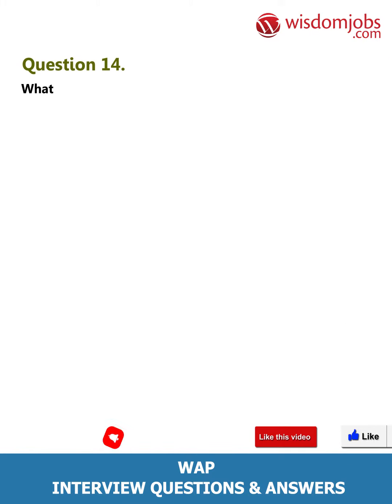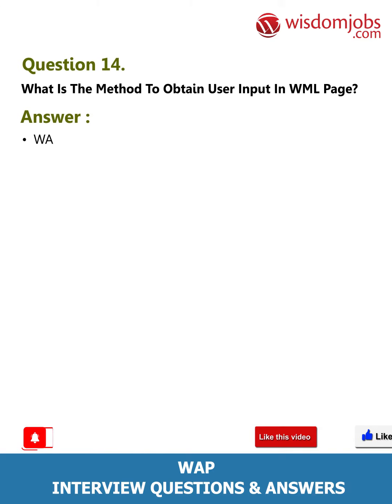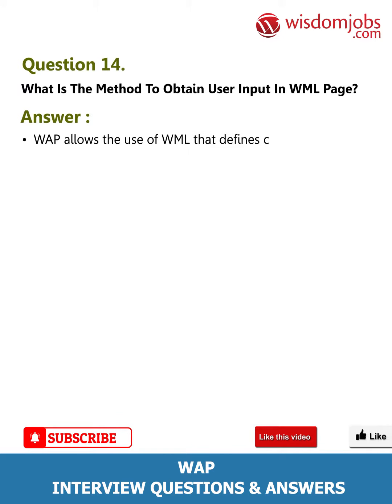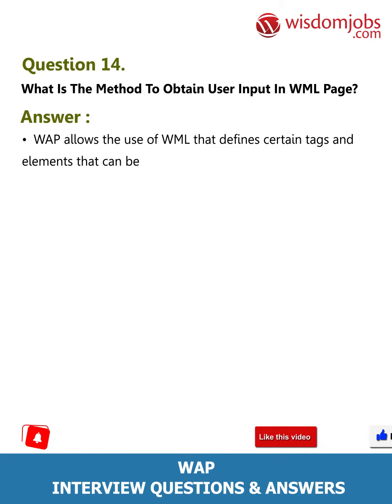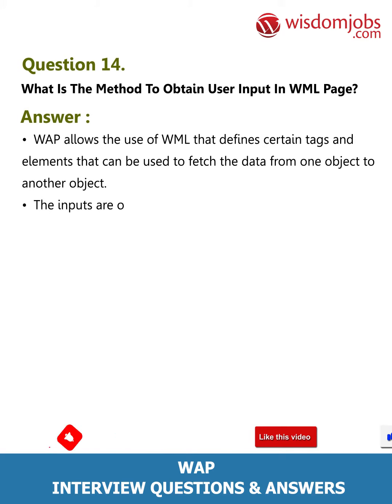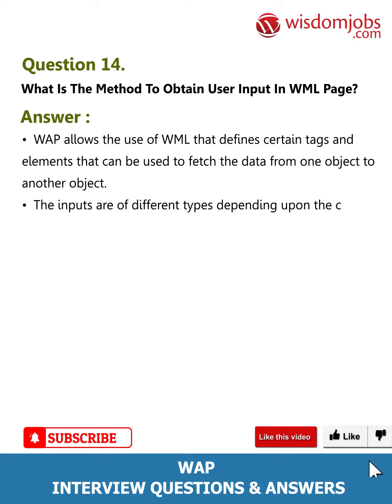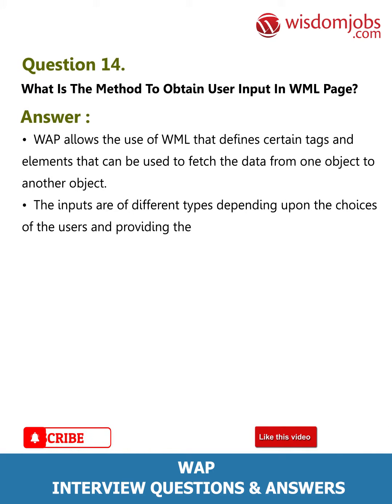Question 14. What is the method to obtain user input in WML page? Answer. WAP allows the use of WML that defines certain tags and elements that can be used to fetch the data from one object to another object. The inputs are of different types depending upon the choices of the users and providing the defined types.